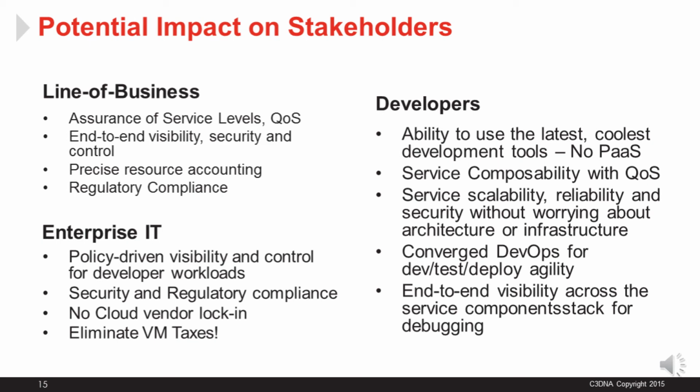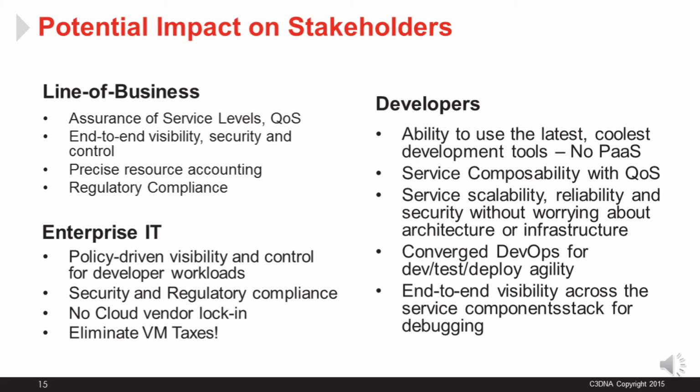On the IT side, the policy-driven visibility and control for developer workloads can be provided now without huge complexity. You can deploy the security and regulatory compliance, so all of that in the infrastructure provisioning process, and it is not impacting the service delivery and service provisioning. There is no cloud vendor lock-in. You do not depend on architecture of AWS. You do not have to compromise on mutability and statelessness of virtual machines. You can also eliminate VM tags if you wish.